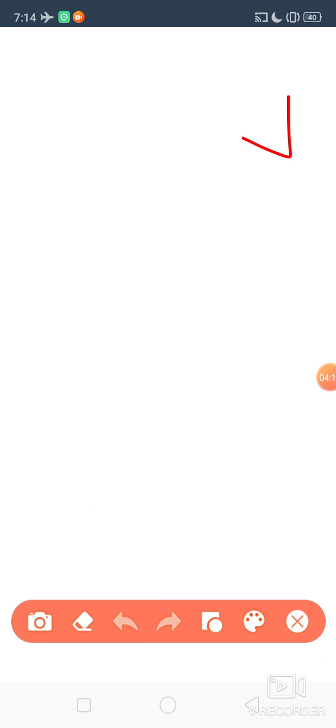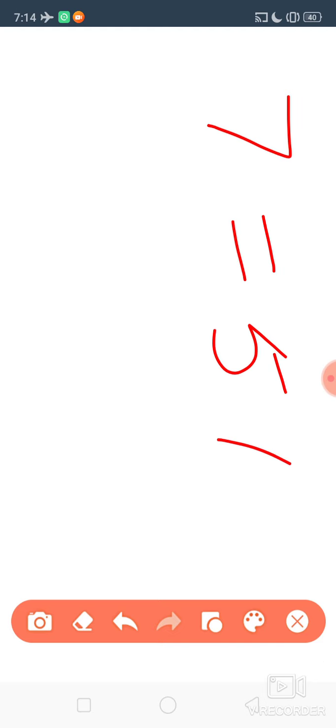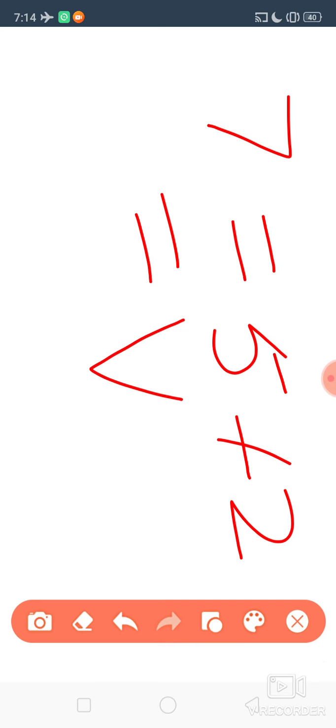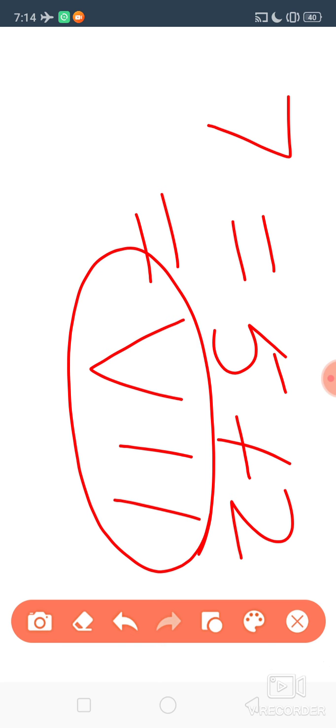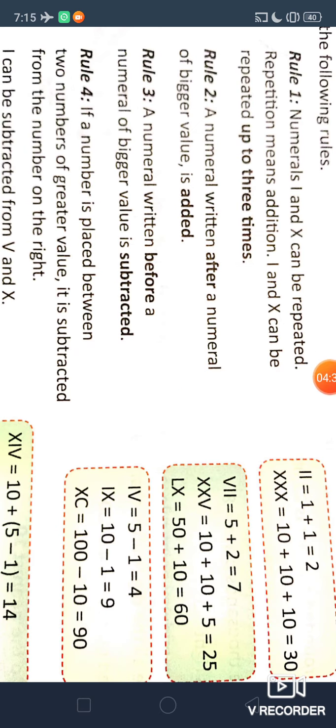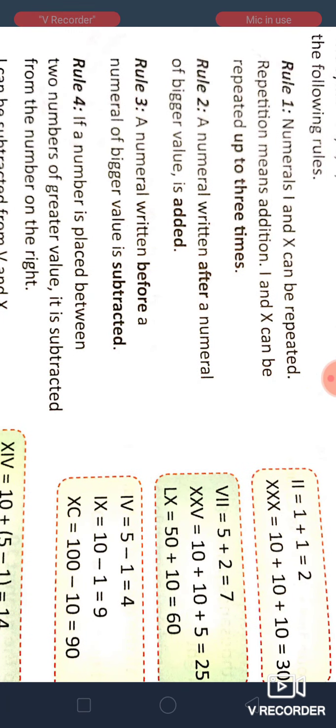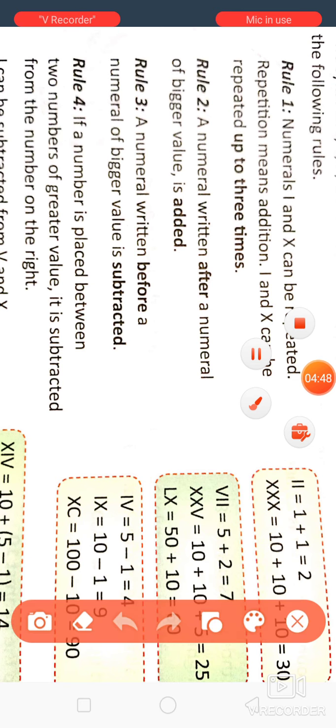Suppose you have to write 7. So 7 can be written as 5 plus 2. For 5 we know V. For 2, II. So this will become 7. So what is our first rule? That it can be repeated maximum up to 3 times only.